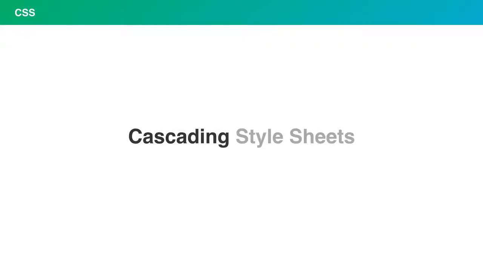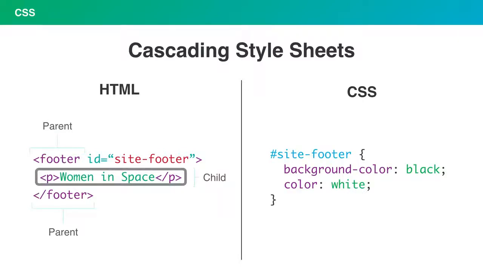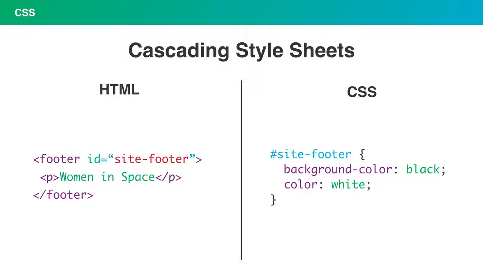Now we're at a good place to talk about the cascading in cascading style sheets. You can think of your styles like a waterfall. Some styles will trickle down from a parent element to its children. If we style our footer element and give it both a background color of black and a color style of white, the color style will cascade, or be applied, to all of the child elements nested in the footer. In this case, the parent element is the footer and the child element is the paragraph, women in space. So, our footer will have a background color of black and our paragraph text will have the color white.